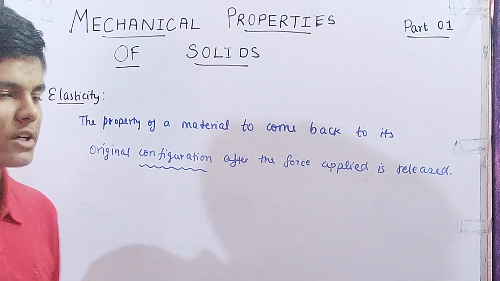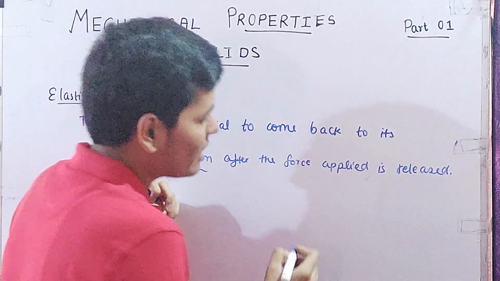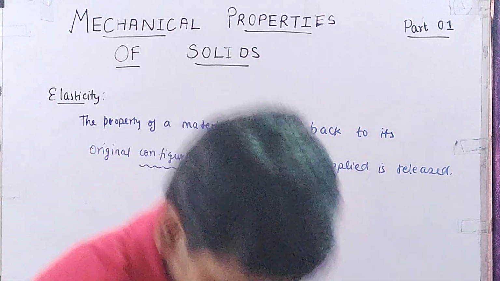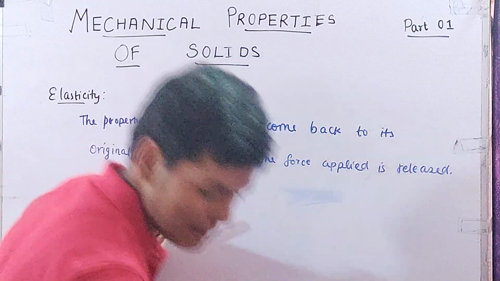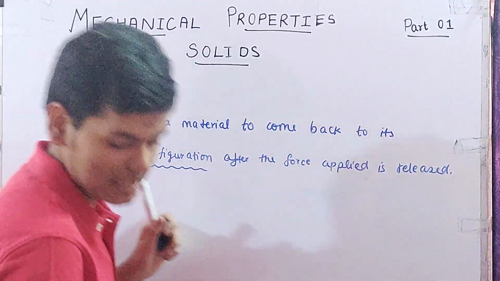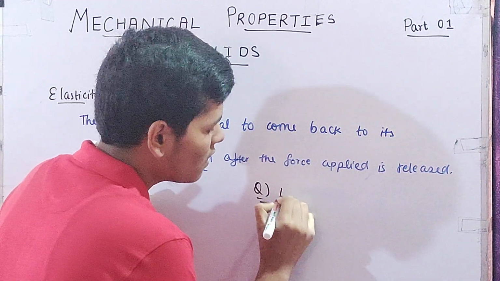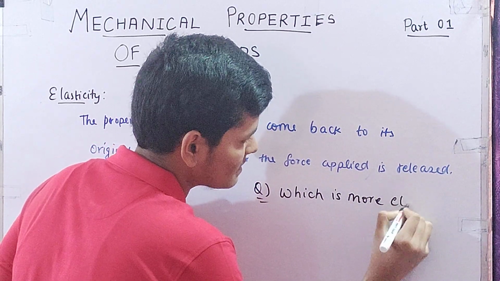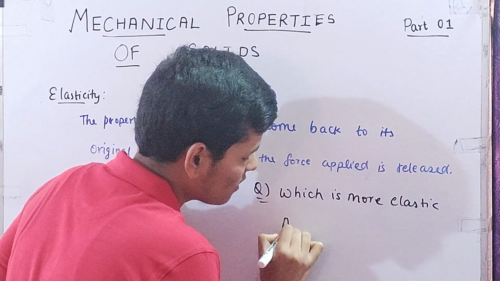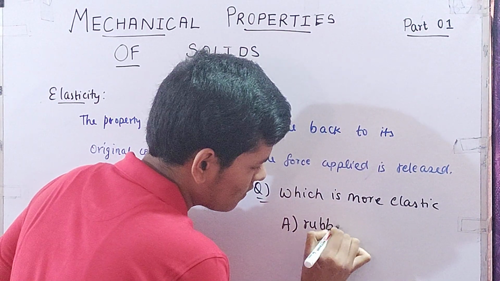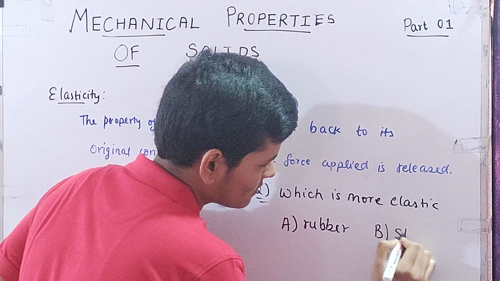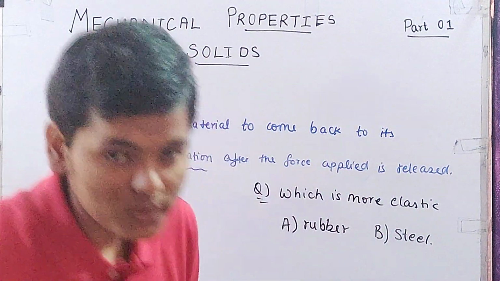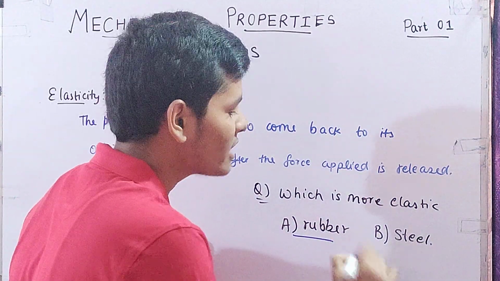Now there is one very important question on this topic. Let me write it down here. There is one very good and very important question which is asked many times in many exams. The question is, which is more elastic? Option A, rubber, or option B, steel. This is the most famous question asked from this chapter, and the answer, as we might assume, could be rubber, but actually it is steel.